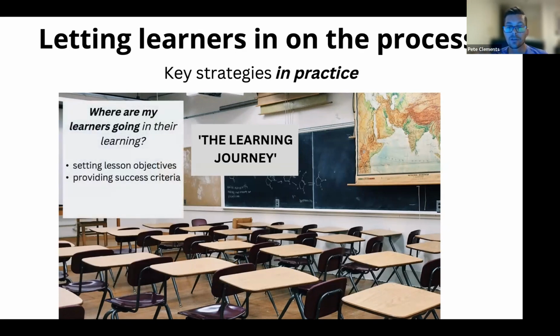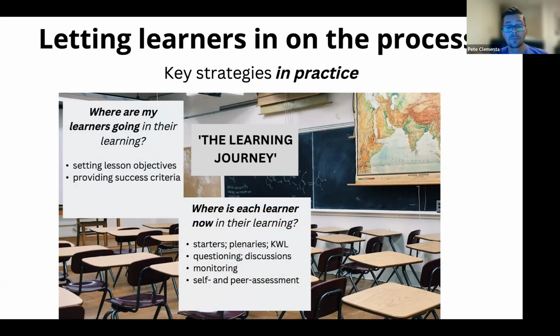There are three parts to the learning journey. First one is establishing where are my learners going in their learning journey, and the strategies that we might use in the classroom to help learners establish this would be to set clear lesson or learning objectives. And as part of those objectives, we would also make it clear how learners can achieve those goals and objectives. So what is the success criteria?